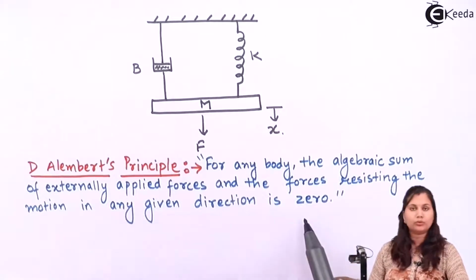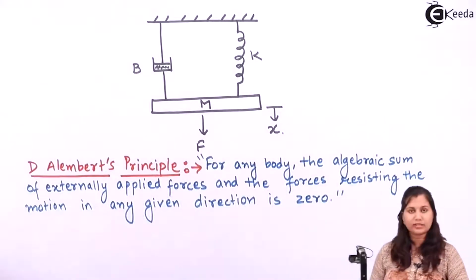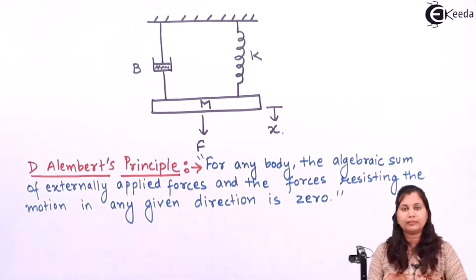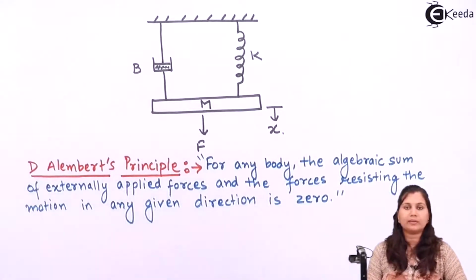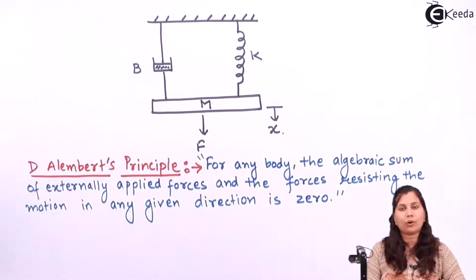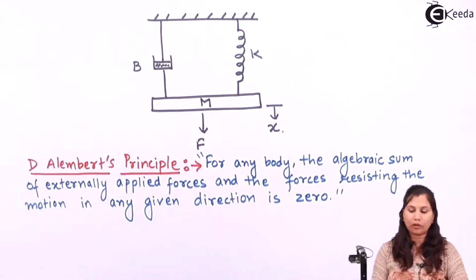For any body, the algebraic sum of externally applied forces and the forces resisting the motion of that body is equal to 0. So if we take the forces on a body, then the forces which are applied externally on that body and the forces which resist the motion of that body, their algebraic sum will be 0. That is, the total force acting on a body is 0. So we will use this principle for deriving the mathematical model.